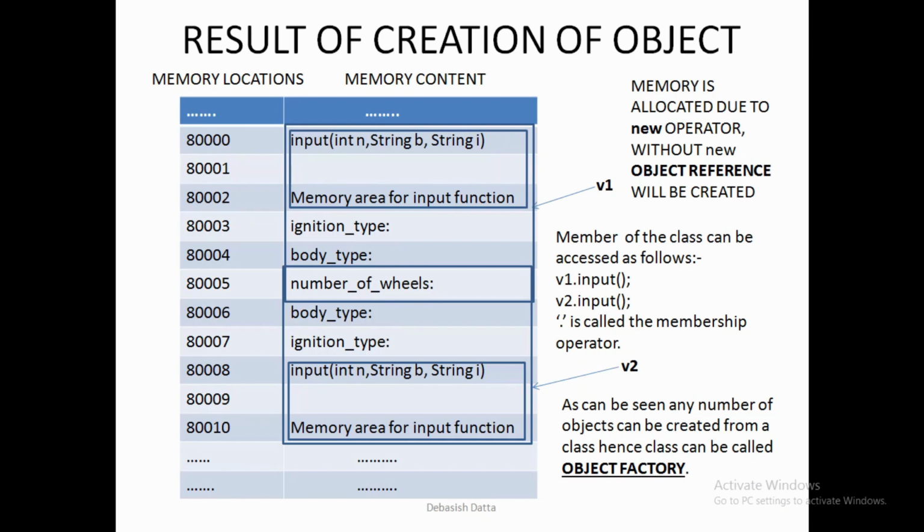Now after the object is created using the new operator, we can access the members of an object using the object name and the dot operator. The name of this dot operator is the membership operator. What it tells the computer is to call the input function in this line, call the input function which belongs to object v1. This line tells it to call the input function which belongs to v2. Hence the membership operator, or the dot operator, is used.